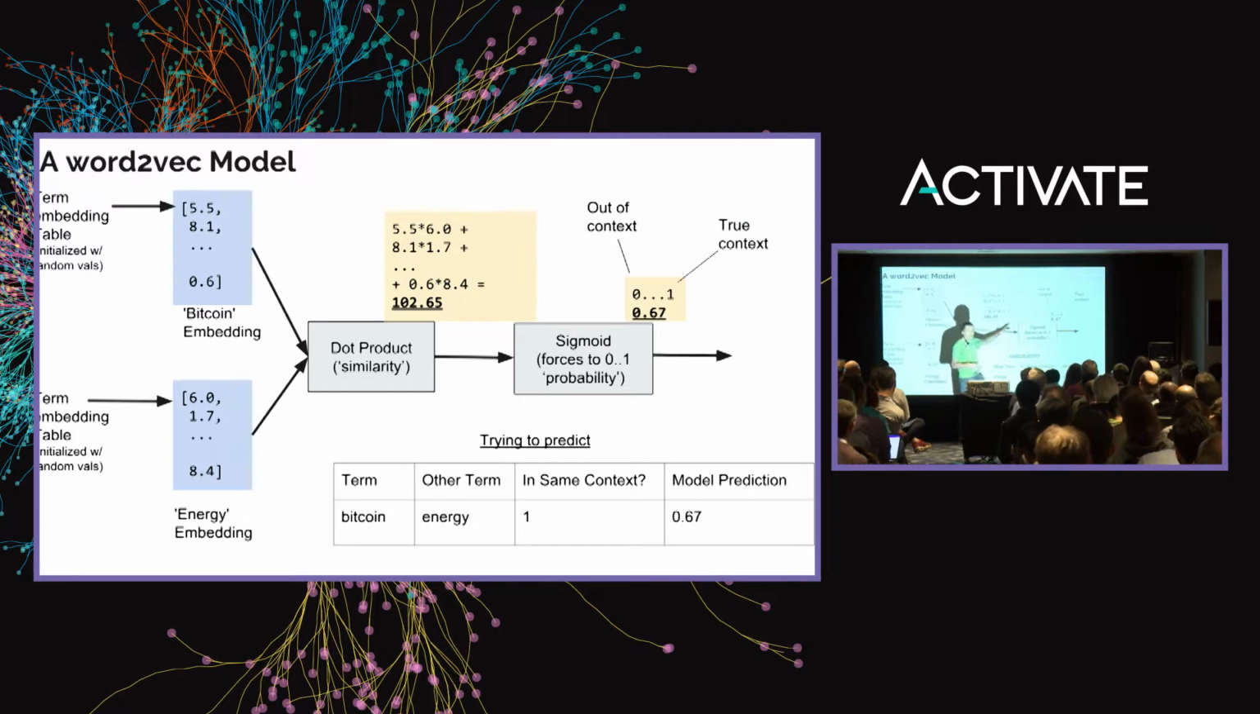And then there's this funny thing that you might have heard of called a sigmoid that squashes arbitrary numbers down to 0 to 1. And this is designed so that we can try to work backwards and tweak these vectors so that the model prediction gets closer to 1 for things that share context, and closer to 0 for things that don't share context.